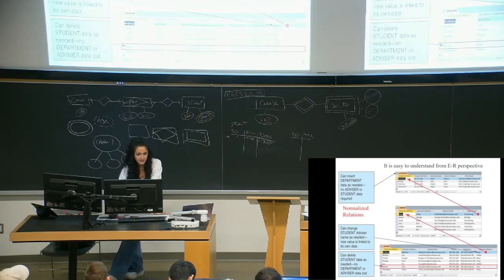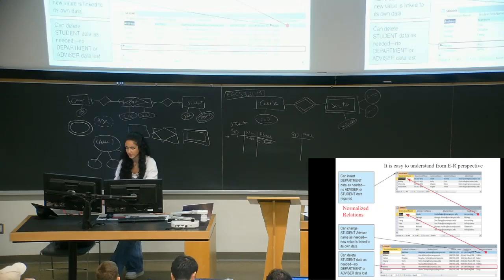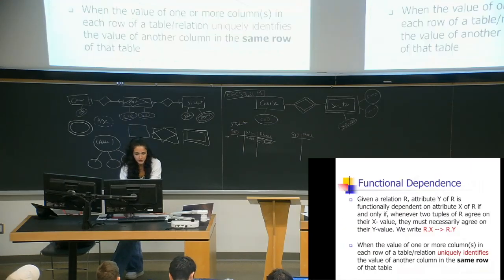Now, for example, we can insert a department, because no advisor or student data is required, and then we can change a student's advisor as needed. Or for example, we can delete this student, because if we delete this student, these are all student information. We don't lose department information or instructor information.